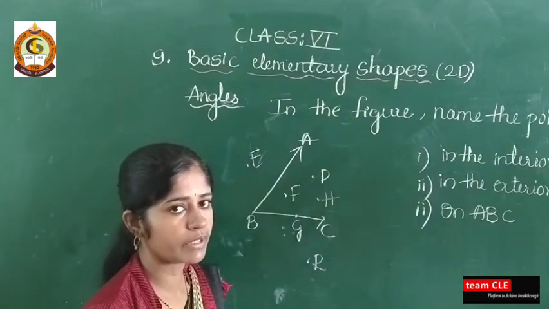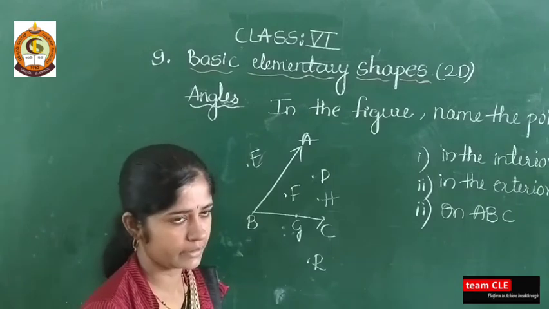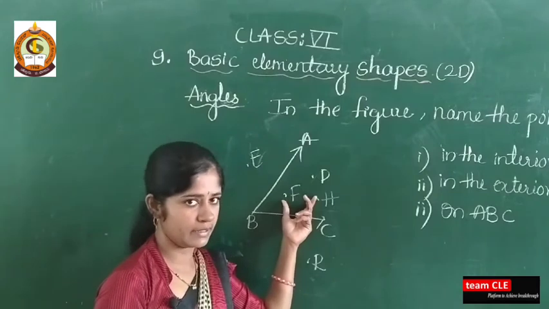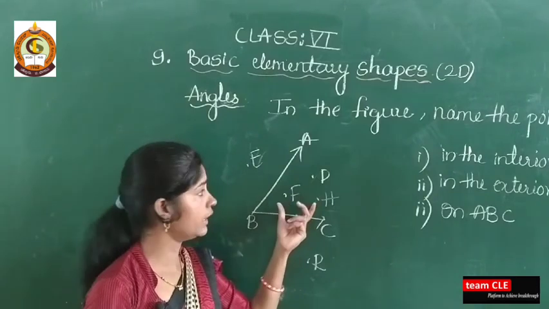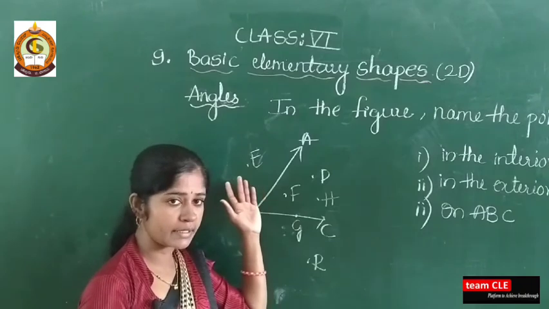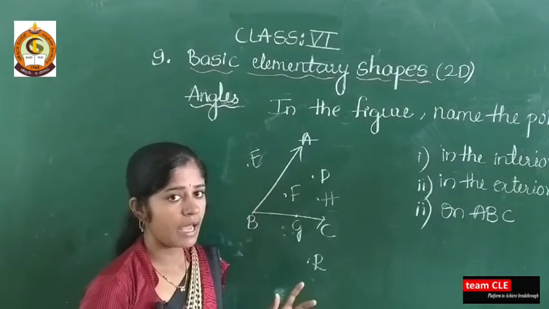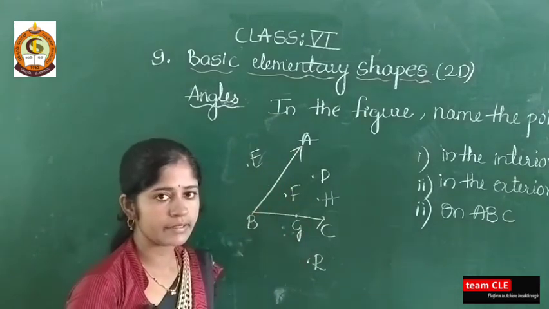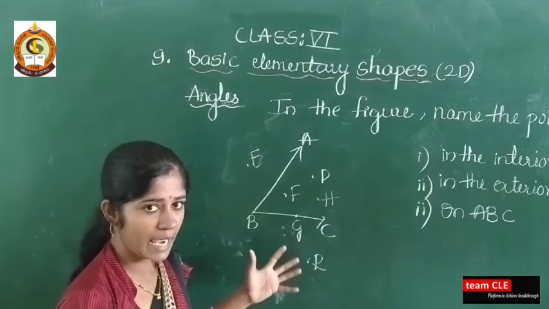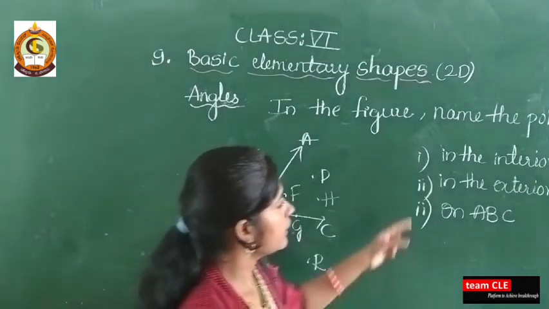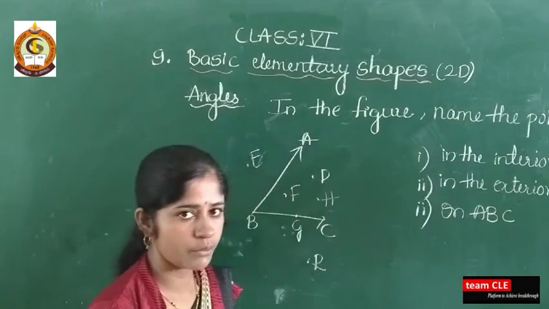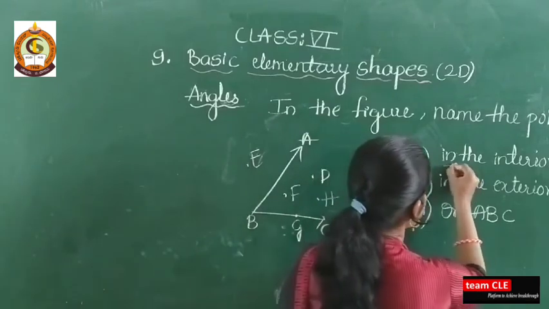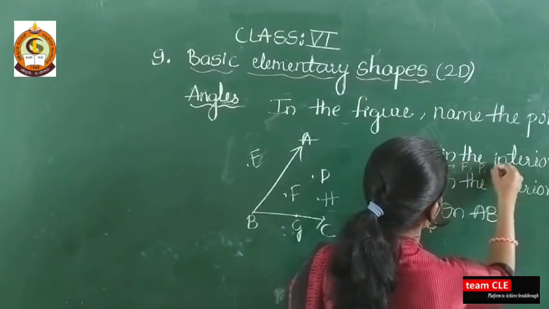Here one more topic will come, that is the interior and exterior of the angle. What are the interior and exterior? If a point is inside the angle, then that is in the interior of the figure. If the point is outside the angle, then that is in the exterior of the angle. And if the points are lying on the angle, then they are on the boundary of the angle. So just see, in the interior of angle ABC, which points are there? F, P, H.